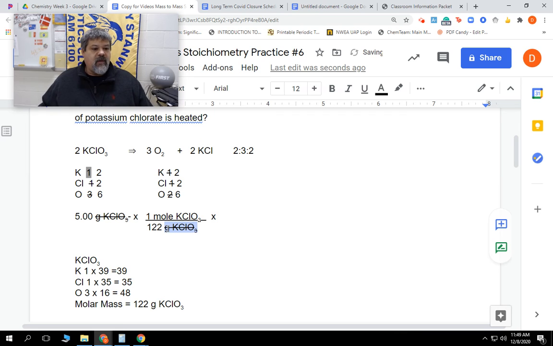Now our next step, according to our stoichiometry map, is we have to change moles of potassium chlorate to moles of oxygen, because that's what we're looking for. And we're going to use our balanced chemical equation to do this. So since I have moles of potassium chlorate here, down here on the bottom we're going to put the number of moles, and that's going to be 2 moles, because 2 moles of potassium chlorate equals 3 moles of oxygen. So we're going to put down here our 2 moles of potassium chlorate. We're going to paste that, and again cross that out. And on the top we have to put, what are we going for? We're going for oxygen. So we're going to put down 3 moles of O2.